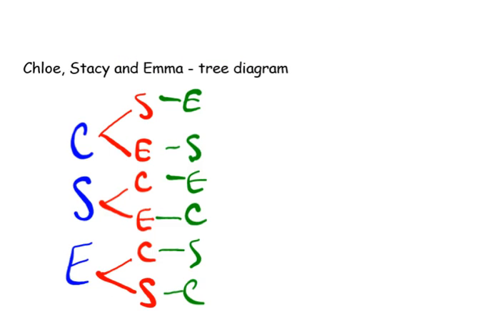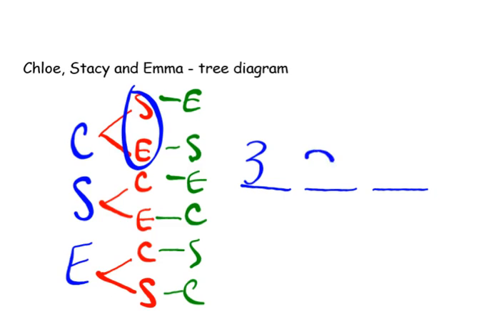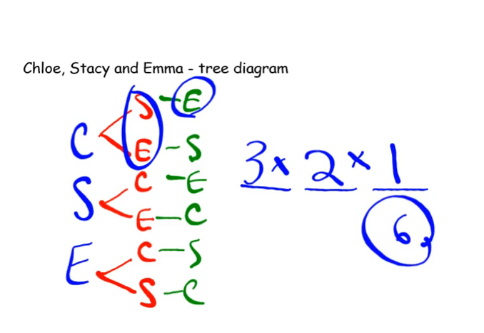Here we had Chloe, Stacy, Emma. We needed to choose who sat in the first chair, the second chair, and the third chair. Well, how many choices did we have for who sits down first? We had 3 choices. Now, once that person sat down, then there were only 2 choices for the next chair. So 2 choices for chair 2. And once someone sat down there, there was only 1 choice for the last chair. So 3 times 2 times 1 gave us 6 possible seating arrangements.